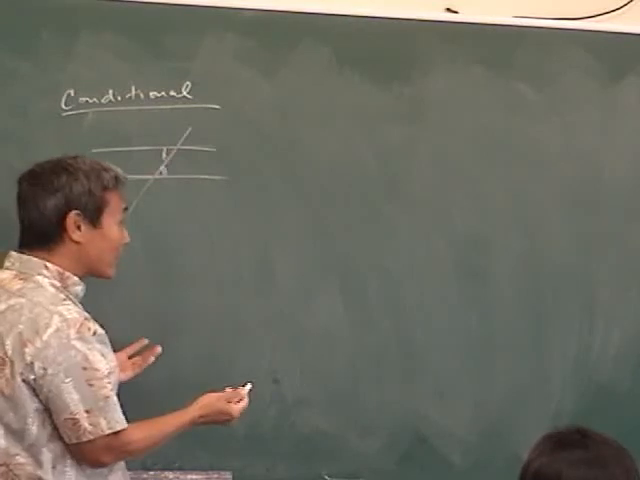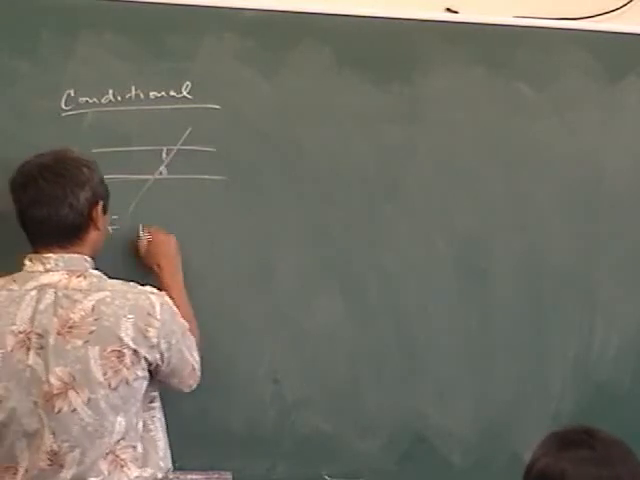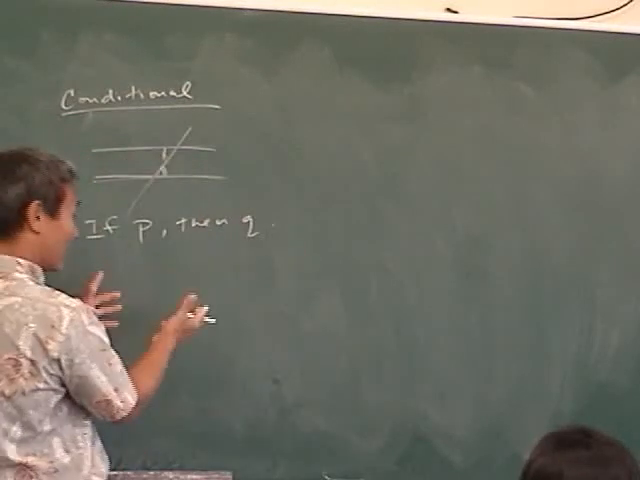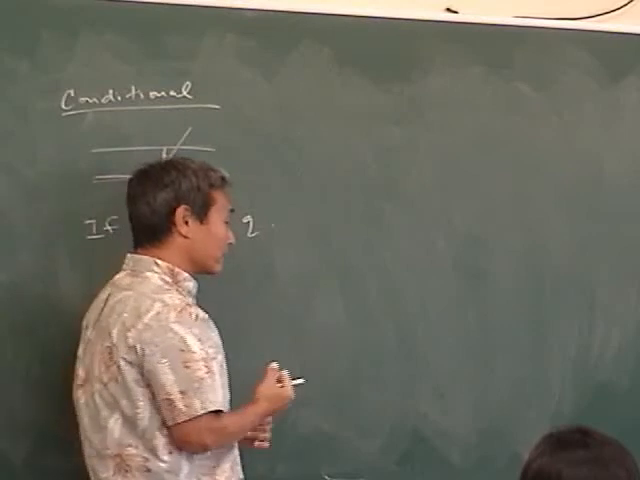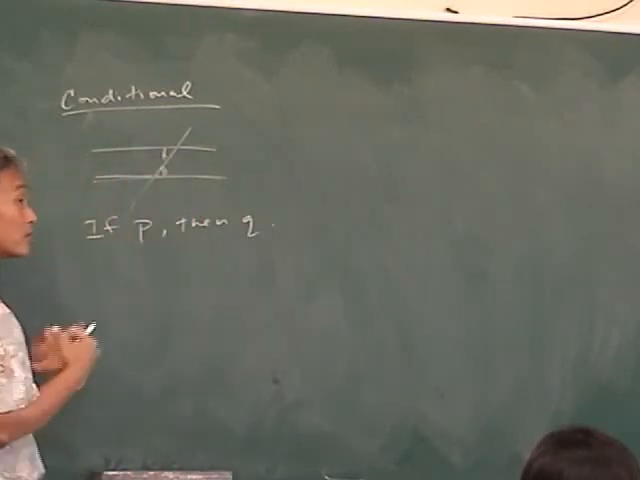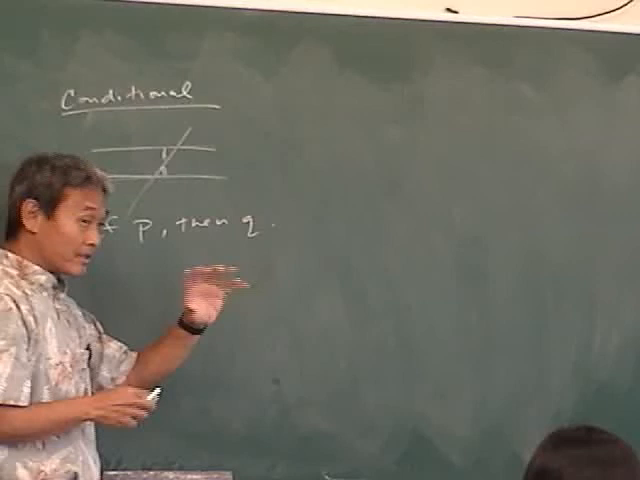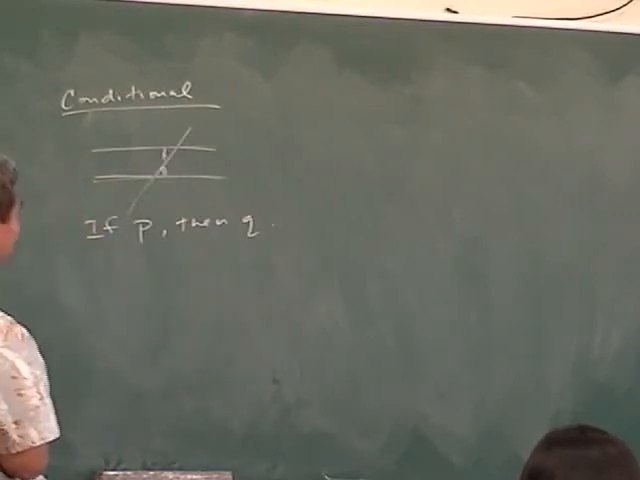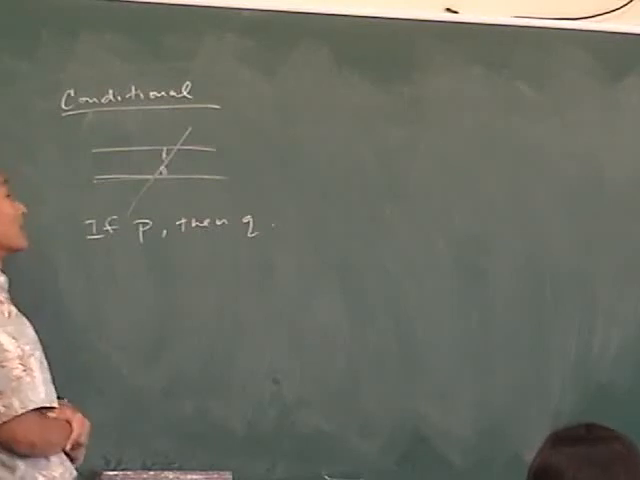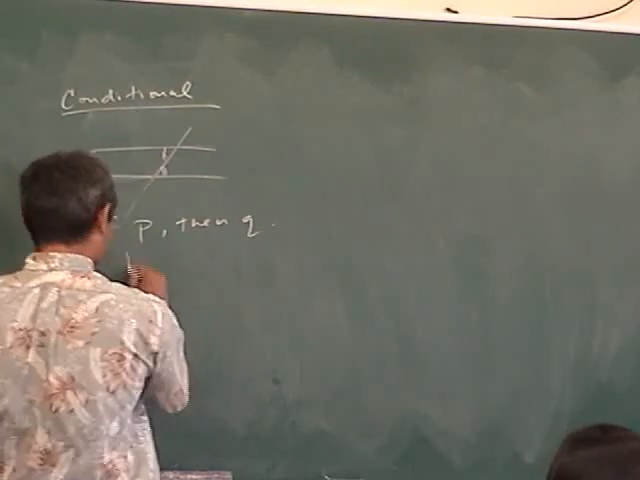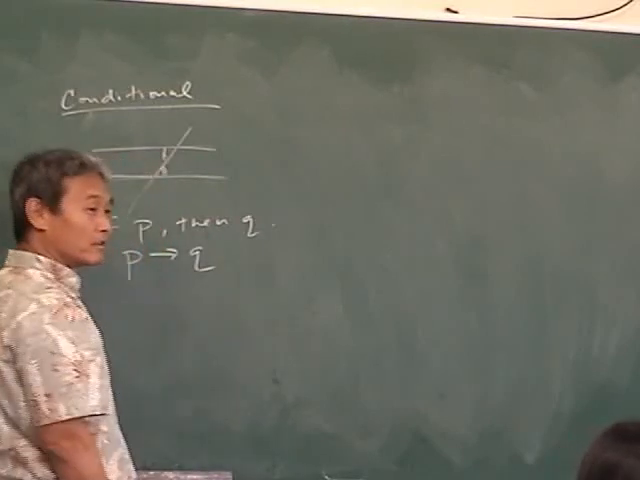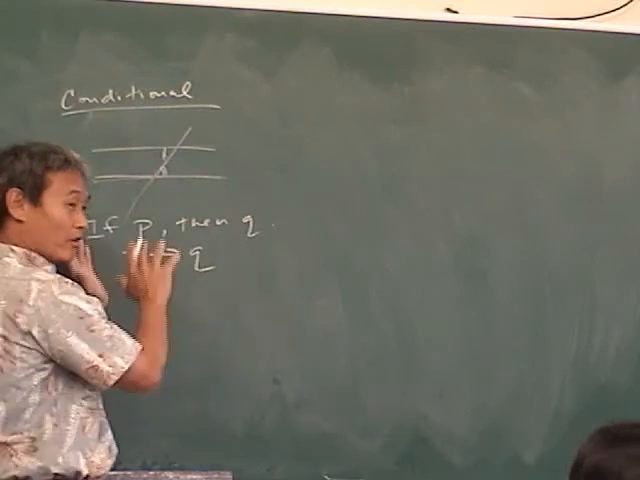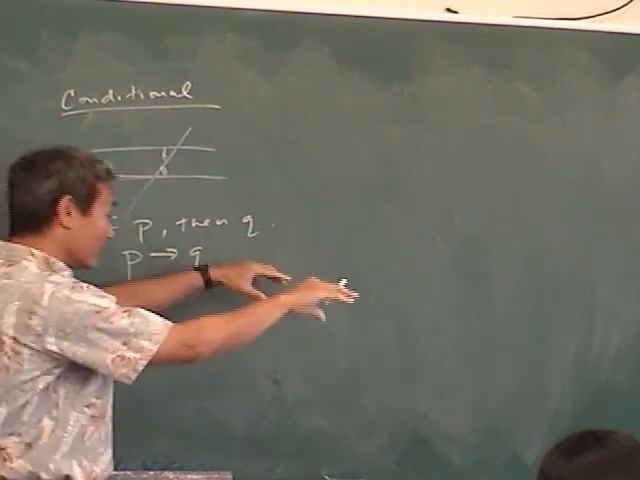A conditional statement has the form if P, then Q. If 2 parallel lines are cut by a 3rd line, then the alternate interior angles are congruent. Most of the time, theorems are stated as conditional statements. If P, then Q. Mathematicians don't like to write out the words, so we symbolize. Here's the symbol for it. Doesn't that make sense? If P, then Q. See how the arrow goes from P to Q?